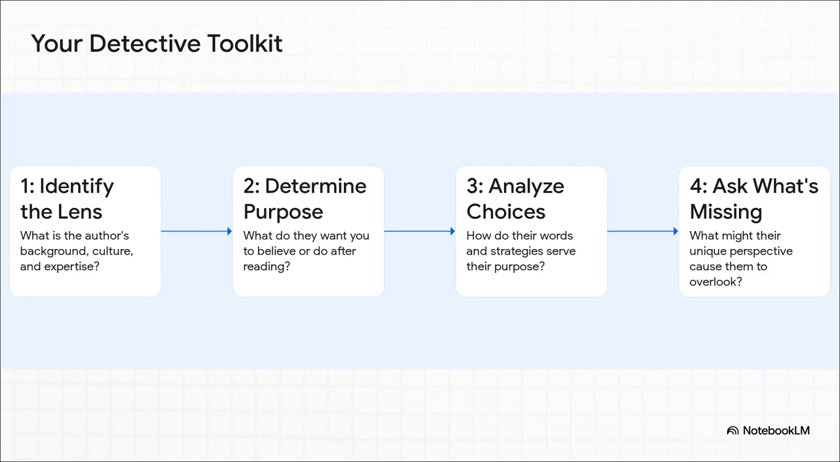And here it is, your toolkit. Four simple steps. First, you identify the lens. Who is this person? Second, figure out their purpose. Where are they trying to take me? Third, you analyze their choices. What tools are they using to get there? And finally, and this is the most important step of all, ask what's missing. What can't they see because of the glasses they're wearing?